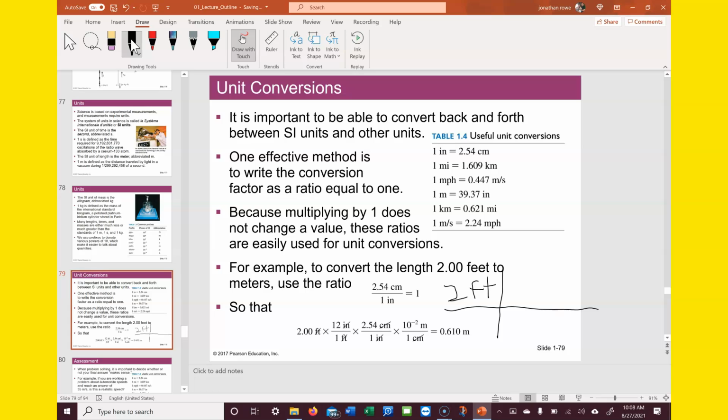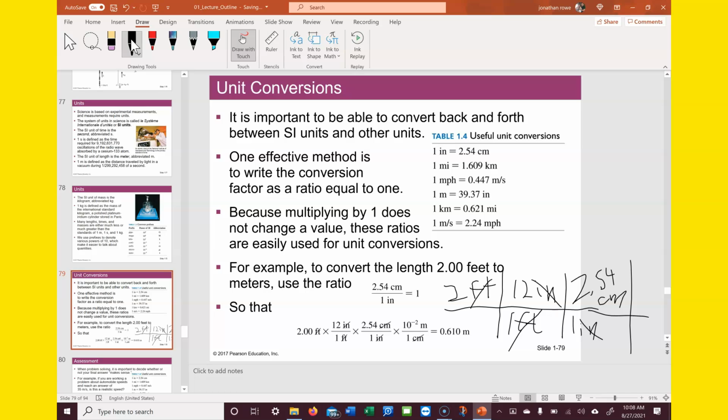To meters. So I'm going to say 1 foot, 12 inches. So the feet cancel. And then 1 inch to 2.54 centimeters. Again, I apologize for the really terrible writing, but it's the best I can do.